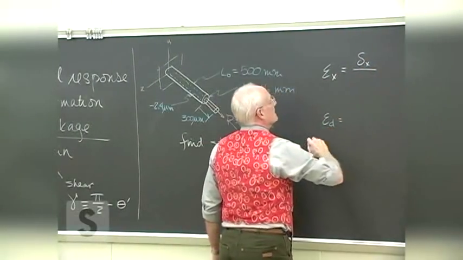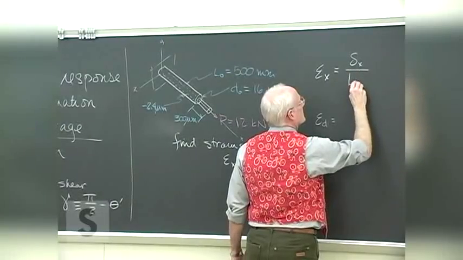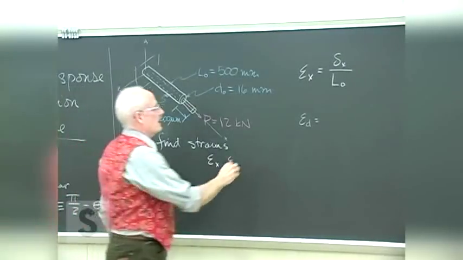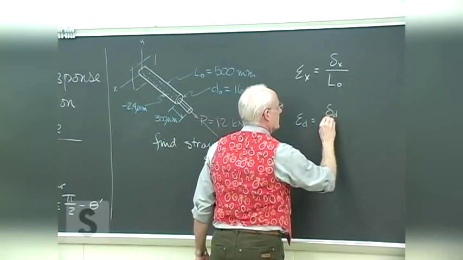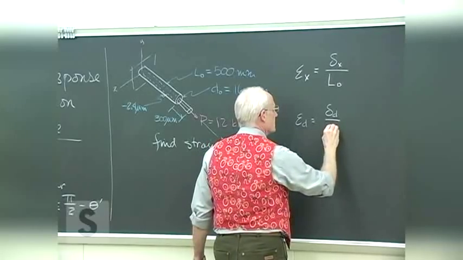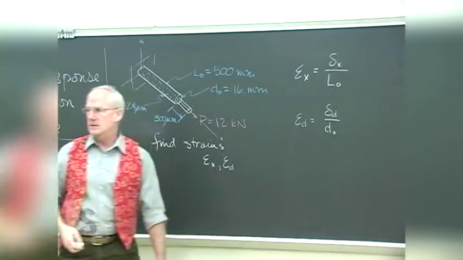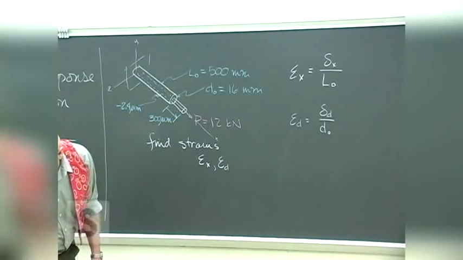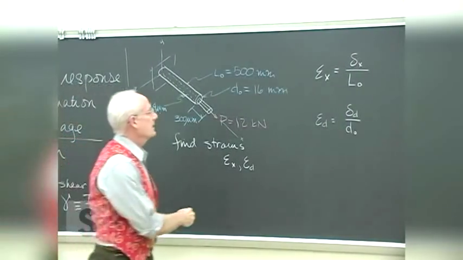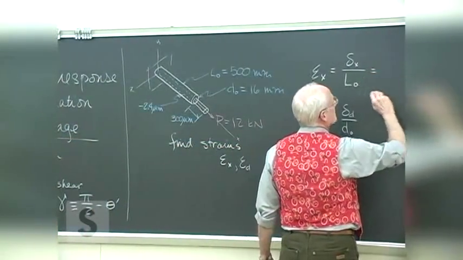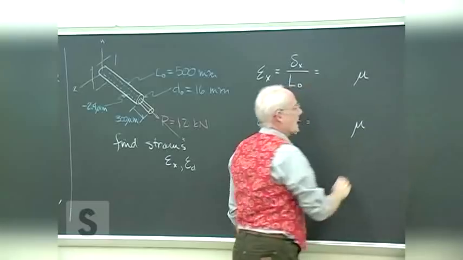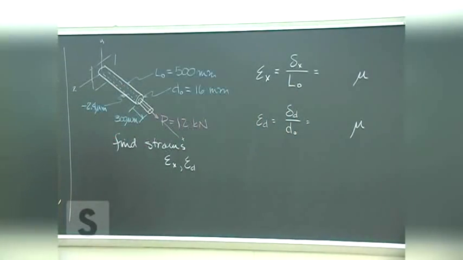So we need to look at the deformation in the x direction divided by the original length in that direction, and the deformation in the radial or diametral dimension divided by that original diameter. So do that real quick. I want to make sure, if nothing else, that you can work with the appropriate units. So let's have the answer in micros or micro rads, if you wish. Micro radians.